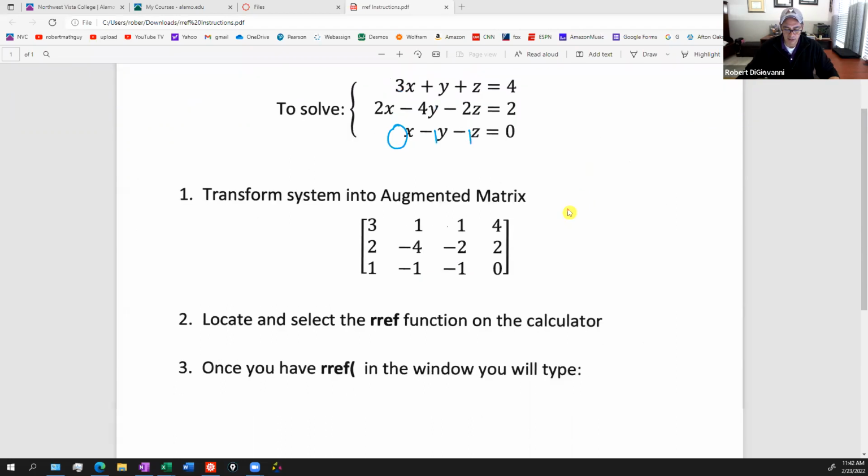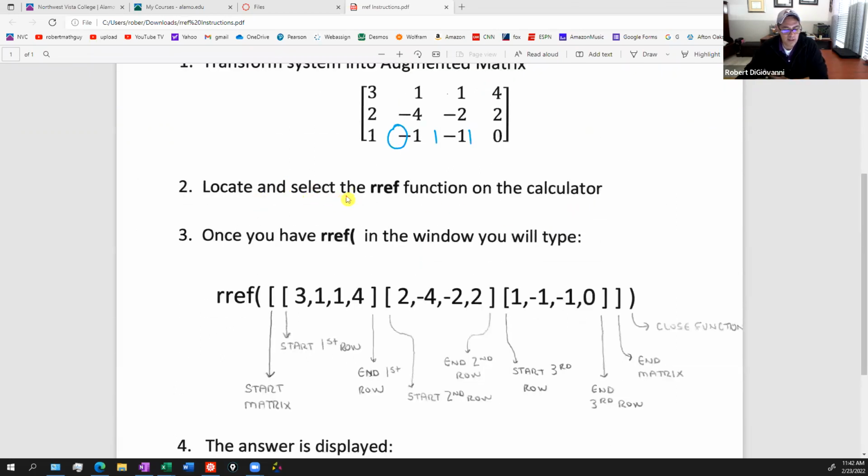Once you do that, you're going to locate and select the RREF function in the calculator. Now, this is in a different place on different calculators. On some calculators, it's under the math menu, and on other calculators, it's under the matrix menu. So if you have your TI calculator right now, try to find the math or matrix menu, and it'll bring up a list of functions. I don't think I have my emulator up and running right now. So try and bring up the menu.